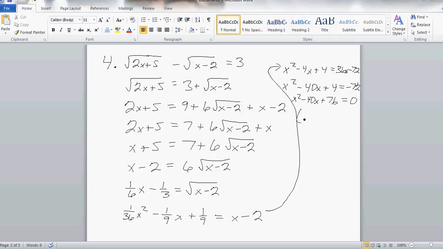And then finally we get to factor: x minus 2 and x minus 38. So x minus 2 equals 0, or x equals 2, and x minus 38 equals 0, or x equals 38. And if you check both of these in the original problem, they will both check.